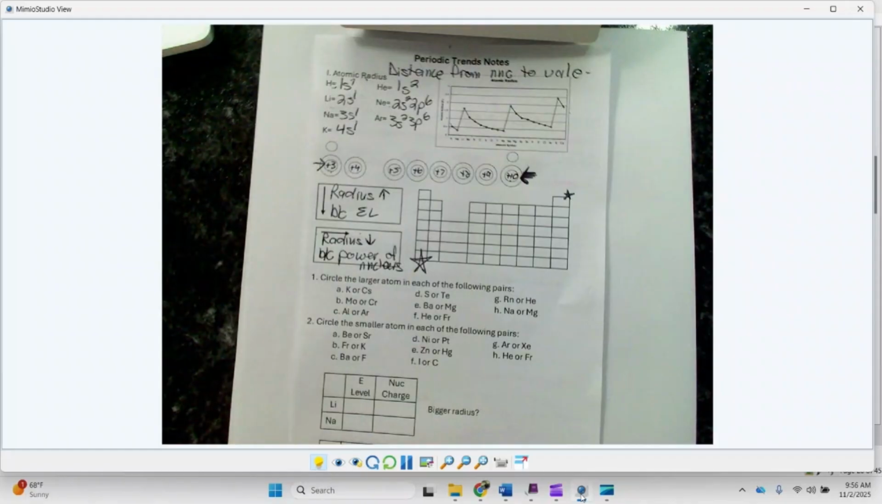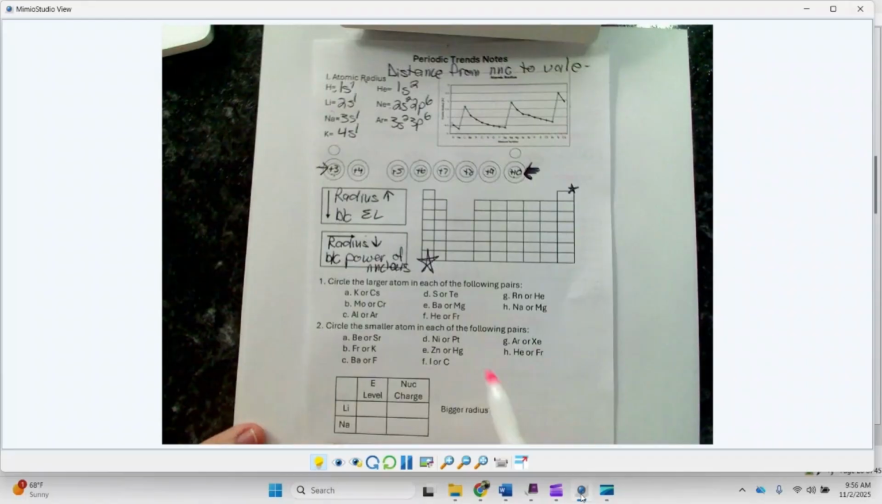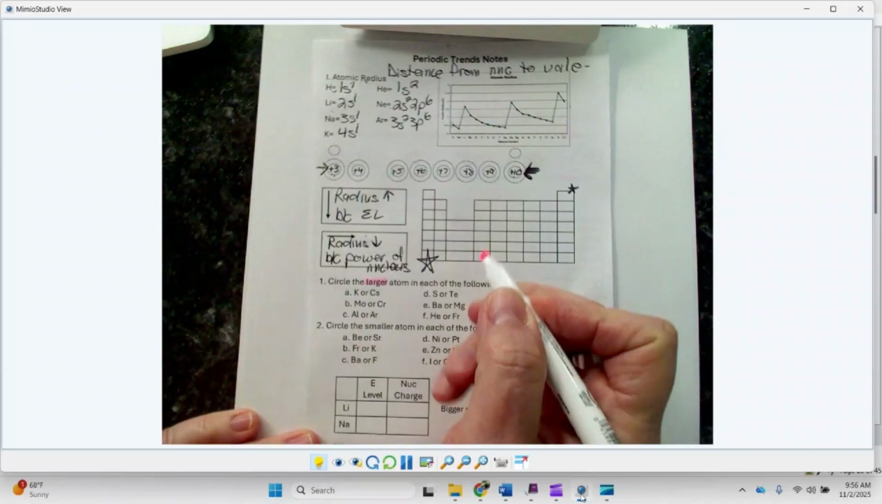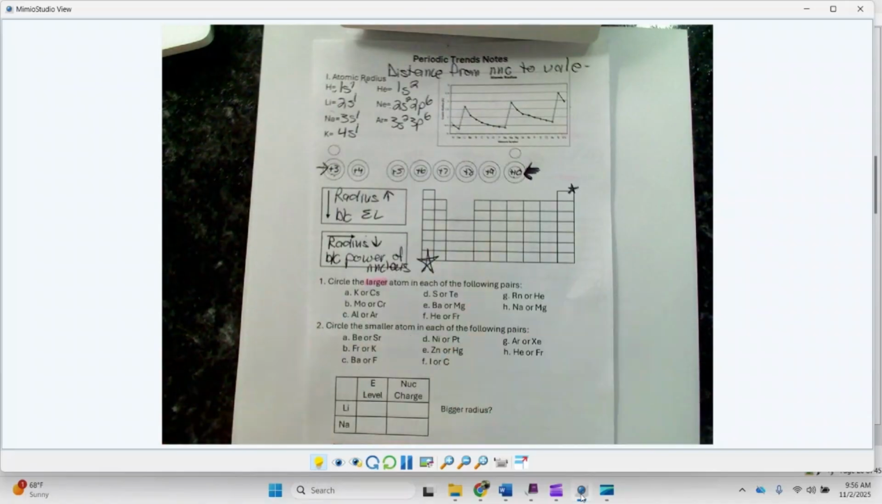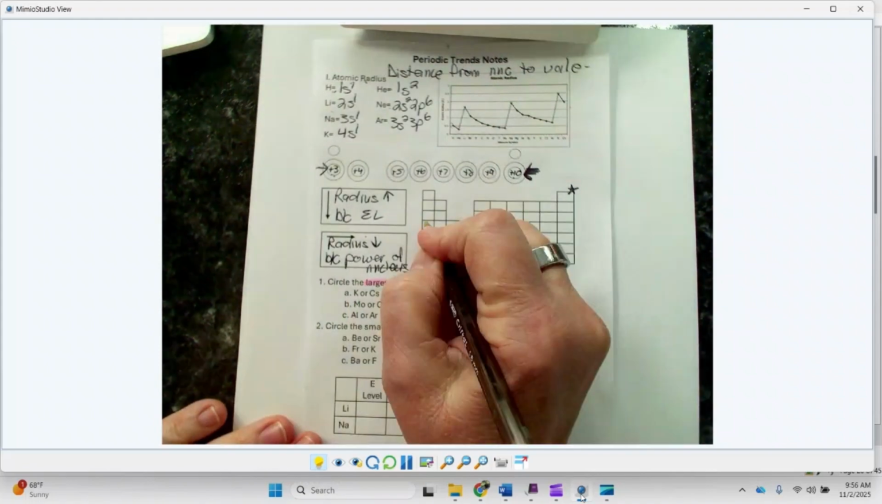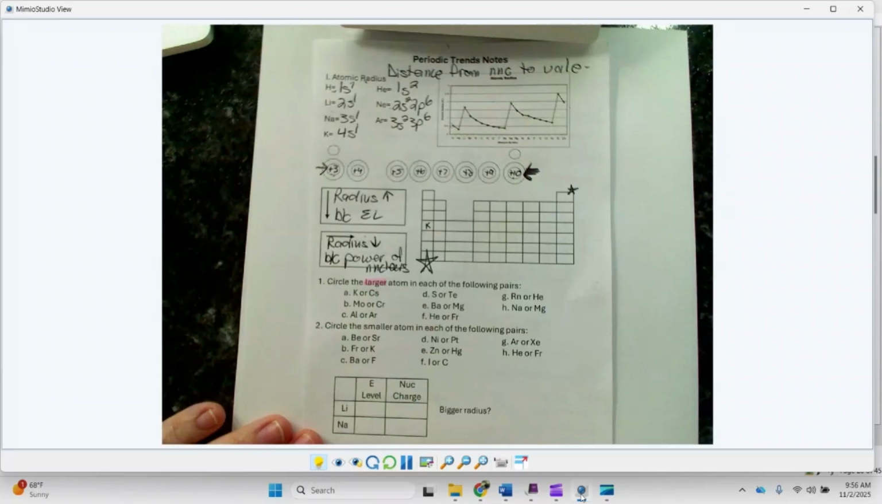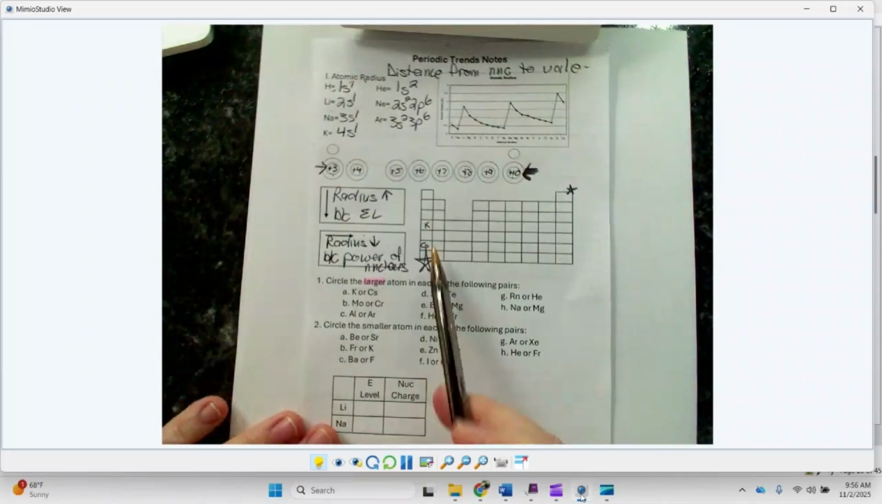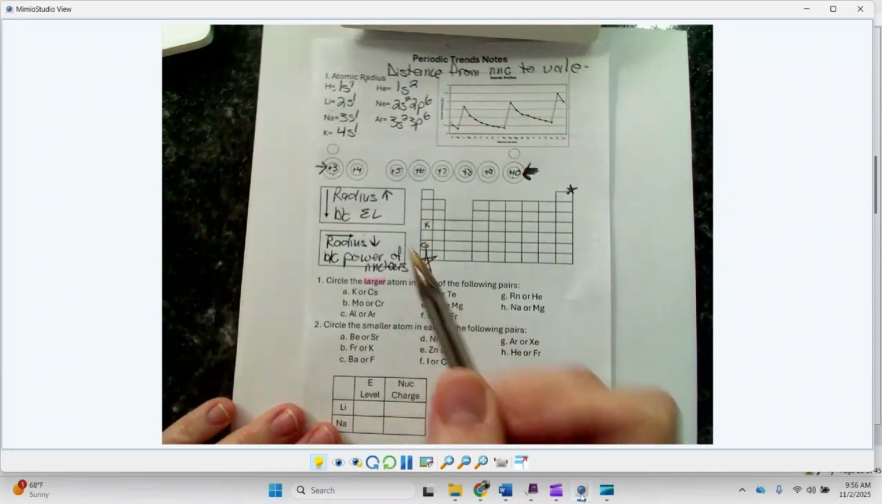So to practice using this trend, let's answer some of these questions. I want you to circle the larger atom in each of the following pairs. So here we are looking for larger. You want whoever is going to be closer to the bottom or to the left. So if we have potassium, and potassium is over this way, and cesium, which is like 2 below it, cesium is closer to the big star. It has more energy levels. It will be larger.